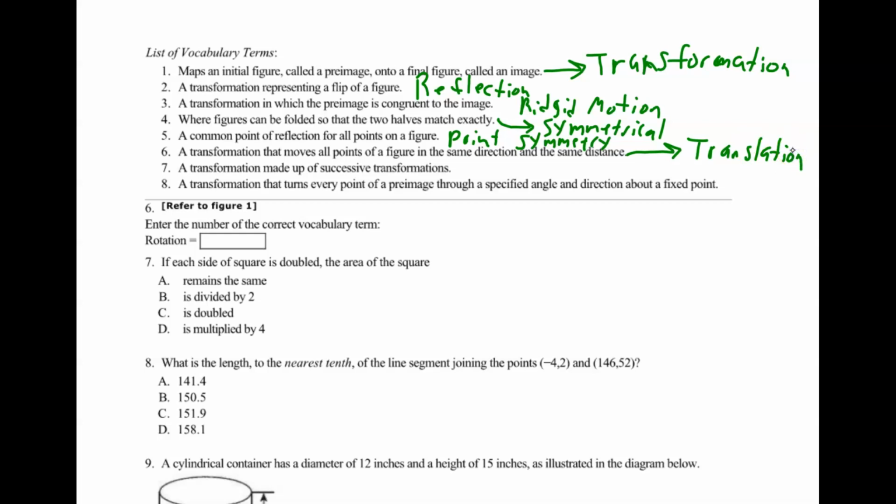A transformation that is made up of successive transformations. Well, we called it a sequence. Like if you had to do a reflection, then a translation, or a rotation, then a reflection, whatever.